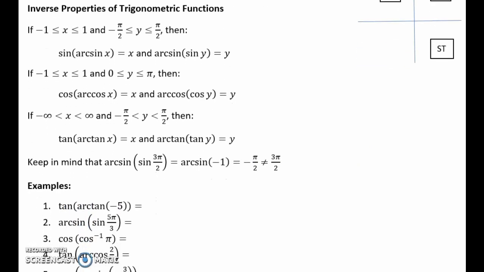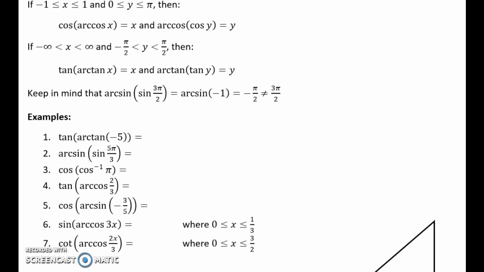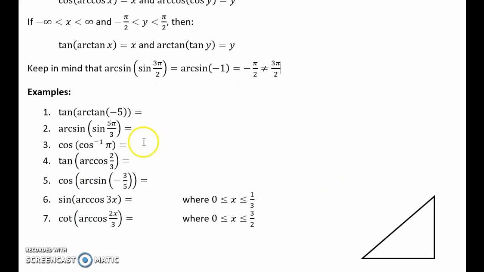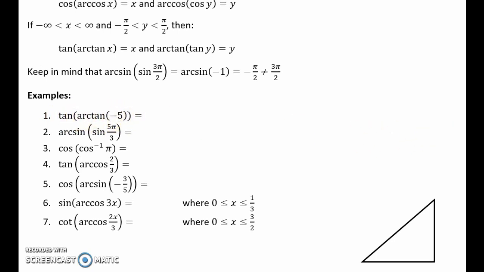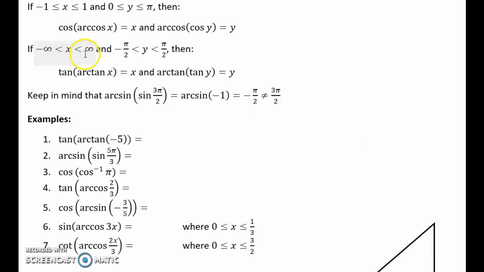So let's do some examples. First off, we're going to do some nice easy ones. Tangent of arctangent of -5, well, is -5 in the domain of arctangent? Our domain for arctangent is all real numbers. So this is within domain. So tangent of arctangent of -5 is simply -5. That's a true opposite operations problem where everything turns out nicely.